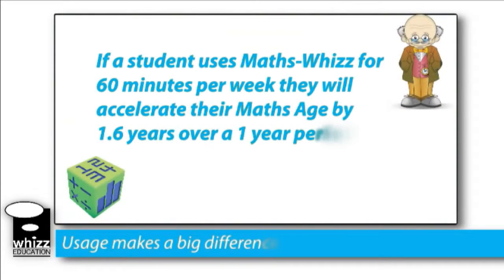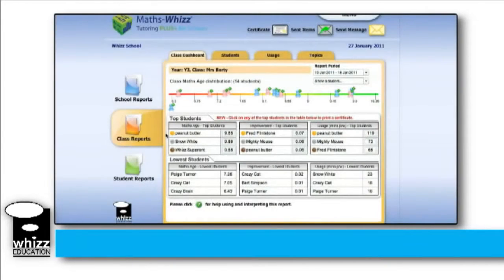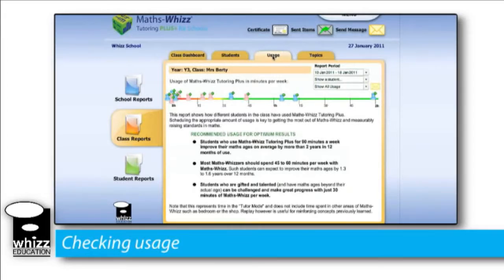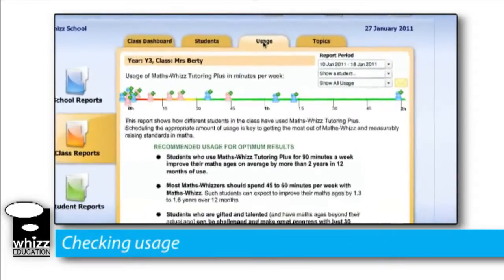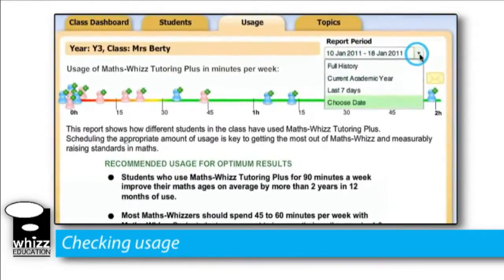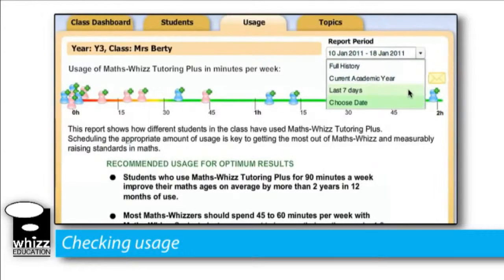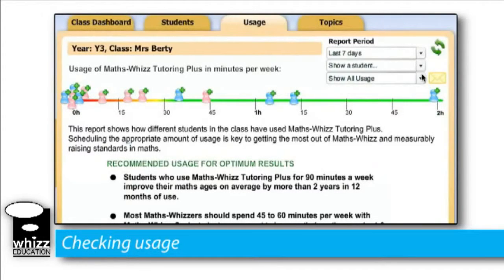Usage is key with Maths-Whizz. Our recommended best practices state that if a student uses Maths-Whizz for 60 minutes per week, they're going to accelerate their maths age by 1.6 years over a 1 year period. So usage is key. How do we monitor that usage? Well, a teacher would click on the Usage tab, and similarly to our average maths age, we can see a number line with all the students on that number line representing their average usage per week. And by using the report period, we can break down different times of the year to see when that usage has been made, or when setting homework, have my students completed their homework over the last 7 days.